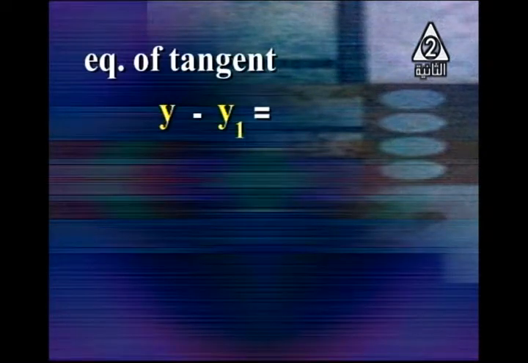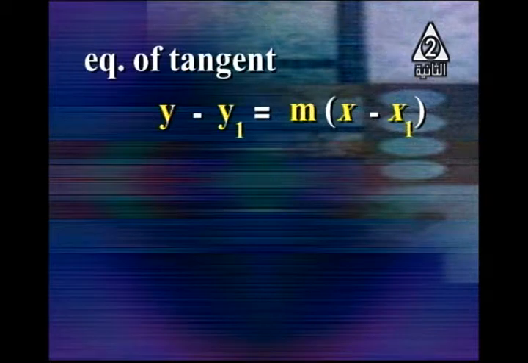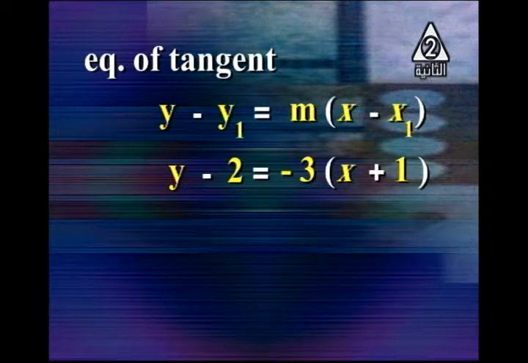Equation of the tangent: y minus y1 equals m times x minus x1, using x1, y1 and m. Then y minus 2 equals negative 3 times x plus 1. Remember, the slope equals negative 3 from dy by dx, and by substitution (x1, y1) equals (negative 1, 2). The equation of the tangent is y minus 2 equals negative 3 times the bracket containing x plus 1.